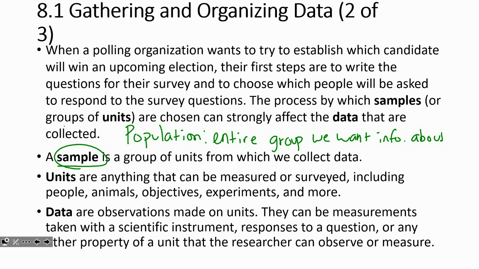You can see that it says a group of units. Units are anything that can be measured or surveyed. And then data is the observation that we make on those units. Okay, so units, again, it might be every otter that lives in Western North Carolina, or the sample of the otters that live in Western North Carolina. It could be plants, it can be objective experiments and other things. And then the data is how do we observe the units.